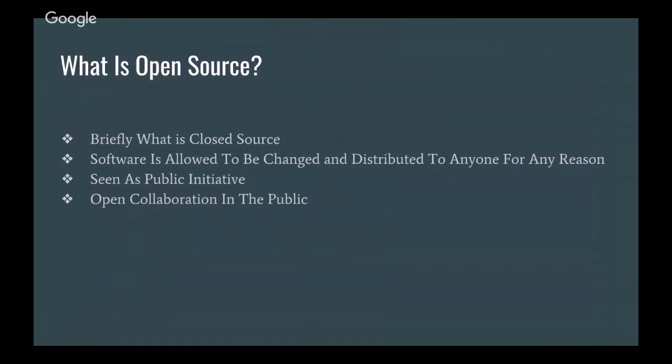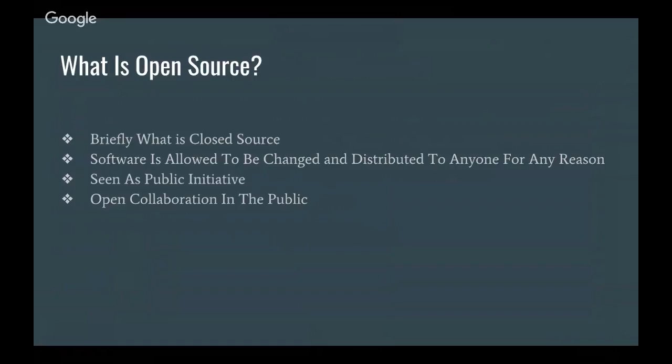Since I've already brought up closed source, I might as well tell you about it really quickly. Closed source software is simply a program or software that has a license which limits other people outside of the program or company from touching the source code. Just to clarify, open source software is source code that is under a license. Copyright holders grant users the right to change and distribute software to anyone for any reason.